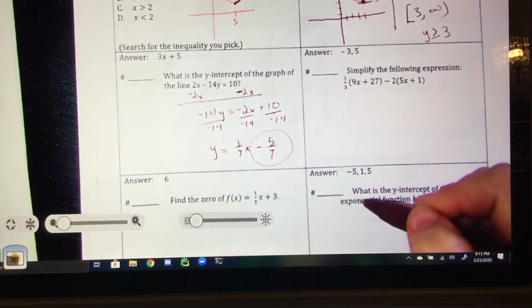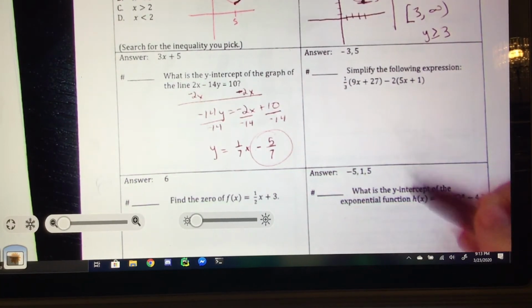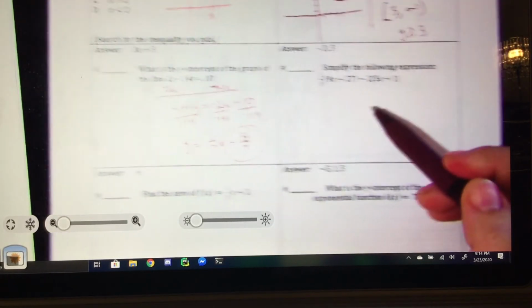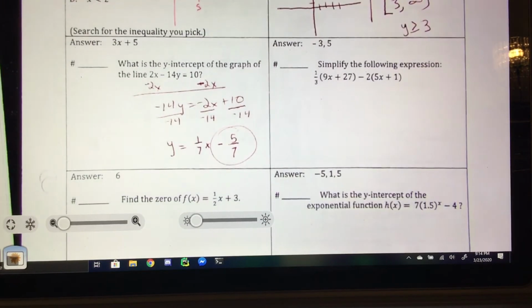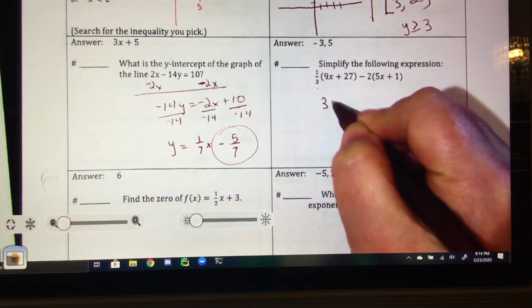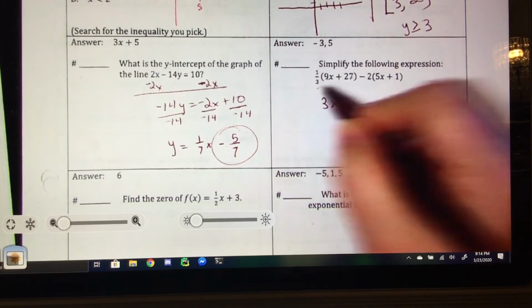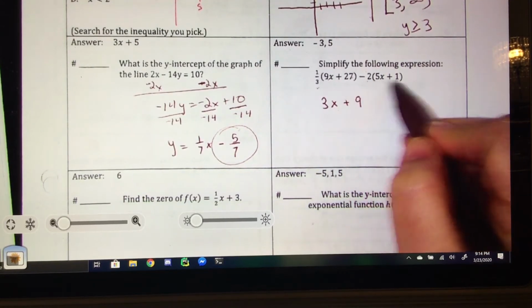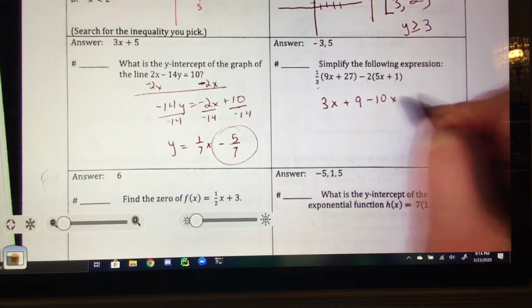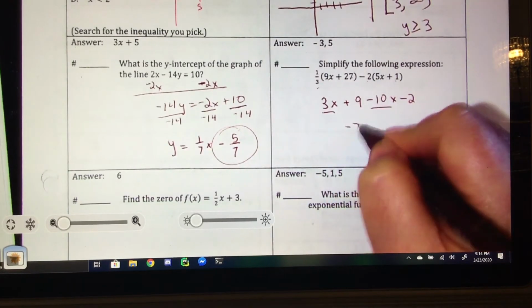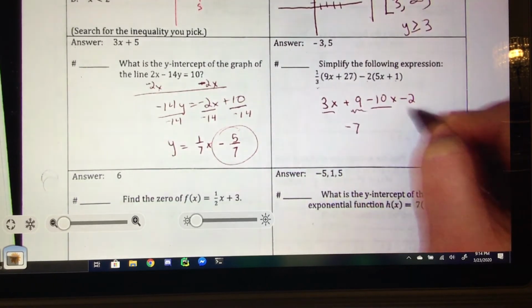Next, simplify the following expression. Whoo! Okay, well, don't let the fraction freak you out. See if I can zoom in on this a little bit. Just multiply 1/3 through. So 9 divided by 3 is 3, so we have 3x. 27 divided by 3 is 9. Distribute the 2 through, so you get minus 10x and then minus 2. Combine your like terms. 3 minus 10 is negative 7. 9 minus 2 is plus 7. Oh, don't forget your little x there.